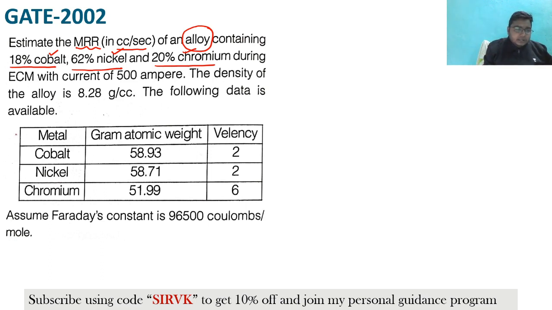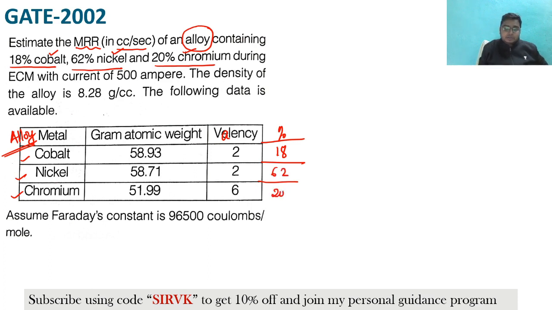Basically in this problem it has been told that this is an alloy. In this alloy, cobalt is there, nickel is there, chromium is there. See, there are printing mistakes, fine, no problem. So the alloy is given, and the percentages. Let me write the percentage here itself so that we will have no problem. Cobalt is given as 18%, 62% nickel, and 20% chromium.